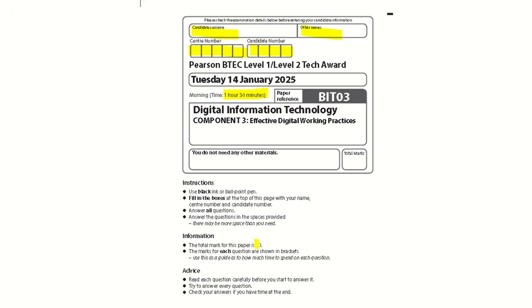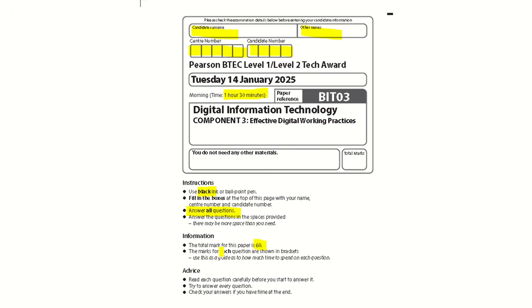Down here it tells you the total marks is 60. That means you're working at about a minute and a half per mark, which is generally plenty of time to do this. A reminder that you're going to be using black pen and you should answer all of the questions. Remember, if you answer a question, you've got a chance of getting a mark. If you don't answer it, you leave it blank, you are guaranteeing you get nothing.